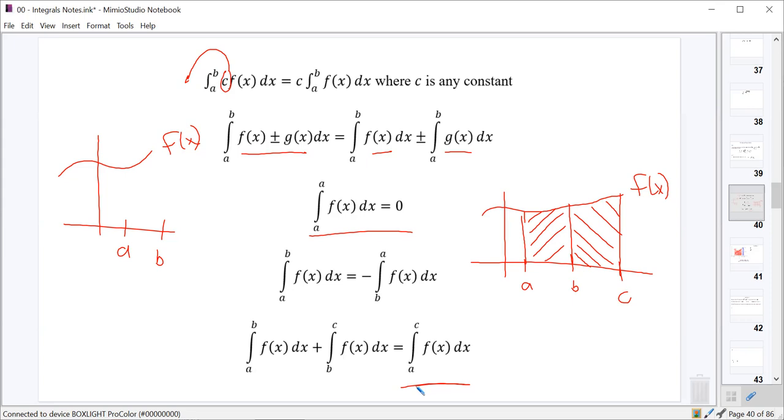And then we'll use all of these rules towards the end when we look at some problems that are common on the AP test using the Fundamental Theorem of Calculus and using just basic integral rules to evaluate things.